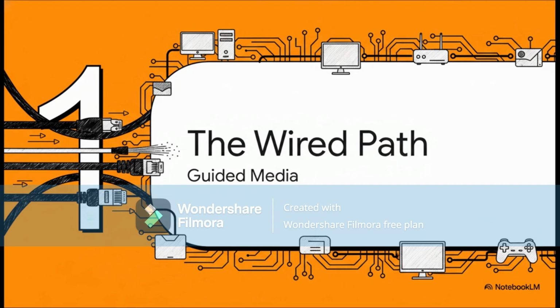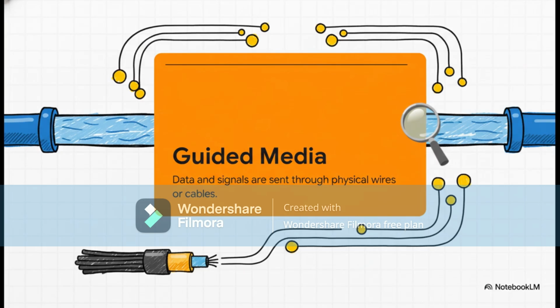So first up, let's talk about that physical road, the one you can actually see and touch. This is called guided media, and I bet you it's all over your house and your school right now. The clue is right there in the name. Guided media means the signal is literally guided along a set path. It's stuck inside a wire or a cable. A good way to think about it is like water flowing through a pipe. It can only go where the pipe goes.